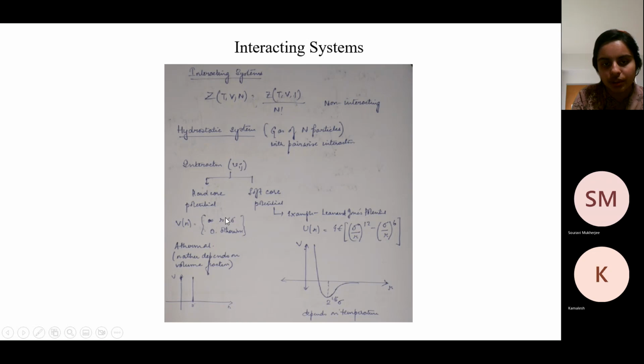So one can have this kind of potential, or one can have soft core potentials, where there can be different kinds. This is the Lennard-Jones potential, which is a well-known potential, but the powers or exponents that we see here can be different for different kinds of interactions. Depending on that, we'll have a different kind of V versus r plot. So we'll see that for a general potential for pairwise interaction, how the equation of state changes.